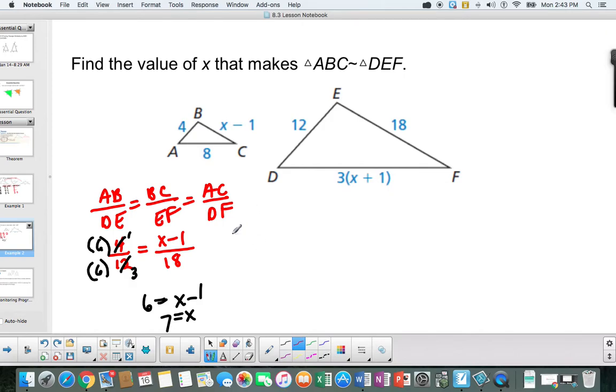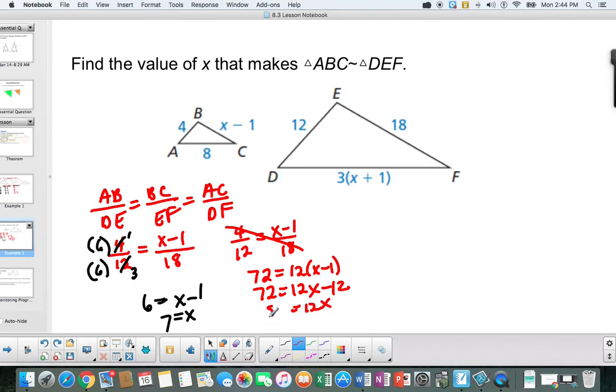Now if this doesn't make you feel comfortable, you can do it this way. You can actually cross multiply. 4 times 18 is 72. And then we're going to have to take 12 times the quantity x minus 1. 72 is equal to 12x minus 12. So 12x is equal to 84. And if you divide both sides by 12, you're going to get 7. So there are different ways to do your algebra to get to your x value. And that's what we needed.